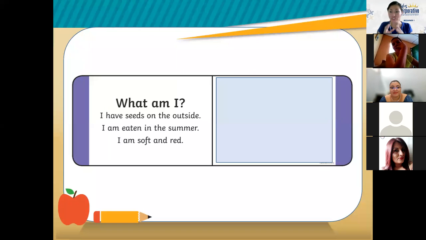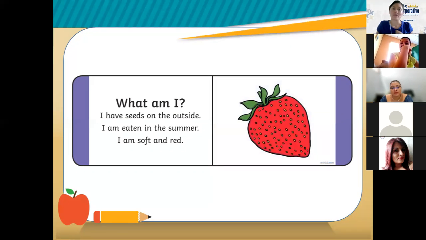Strawberries are the only fruits that have the seeds outside, right? Es una fruta que tiene sus semillas por fuera, right? So they have the seeds outside, and well, generally people eat them in the summer. In my case, I consider them, you know, like a very good refreshment. Siento que son así como refrescantes. I love them. I love strawberries. And they are soft and red. But of course, you have to be very careful, right? Because they get rotten very easily. Se arruinan bien fácilmente if you don't take care of them.